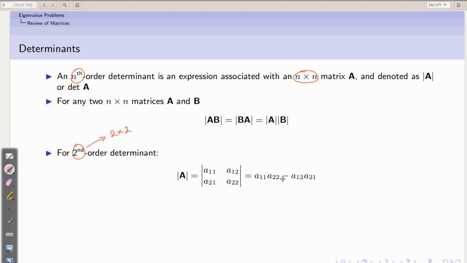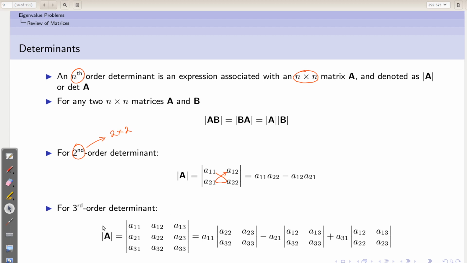Instead of trying to remember this formula, just remember this structure. Multiply these two, then from that subtract the product of these two: this into this minus this into this. If you remember this structure, it will be easy to remember the second order determinant. So the second order determinant is the most basic.